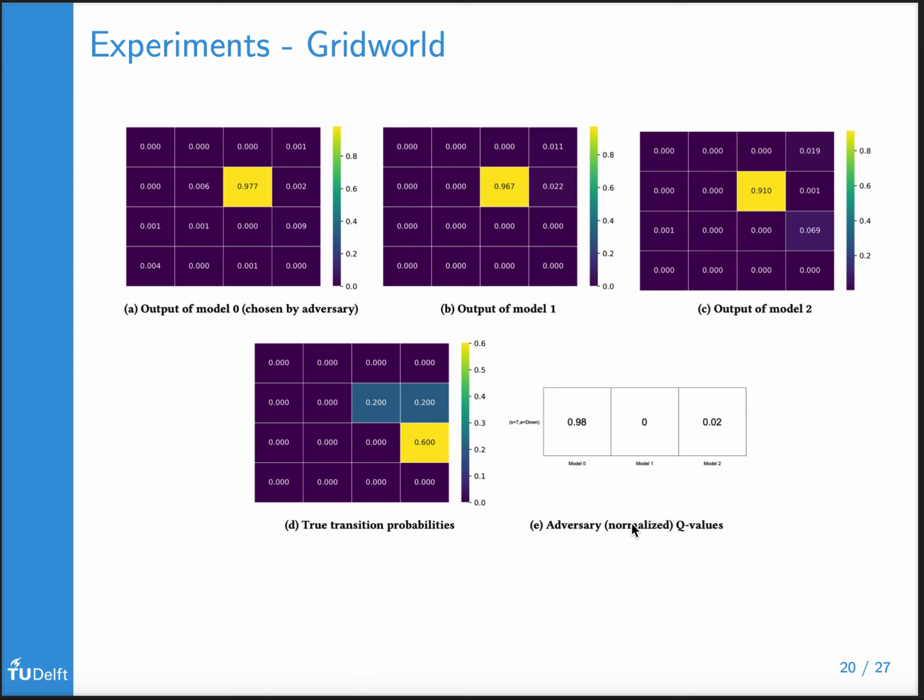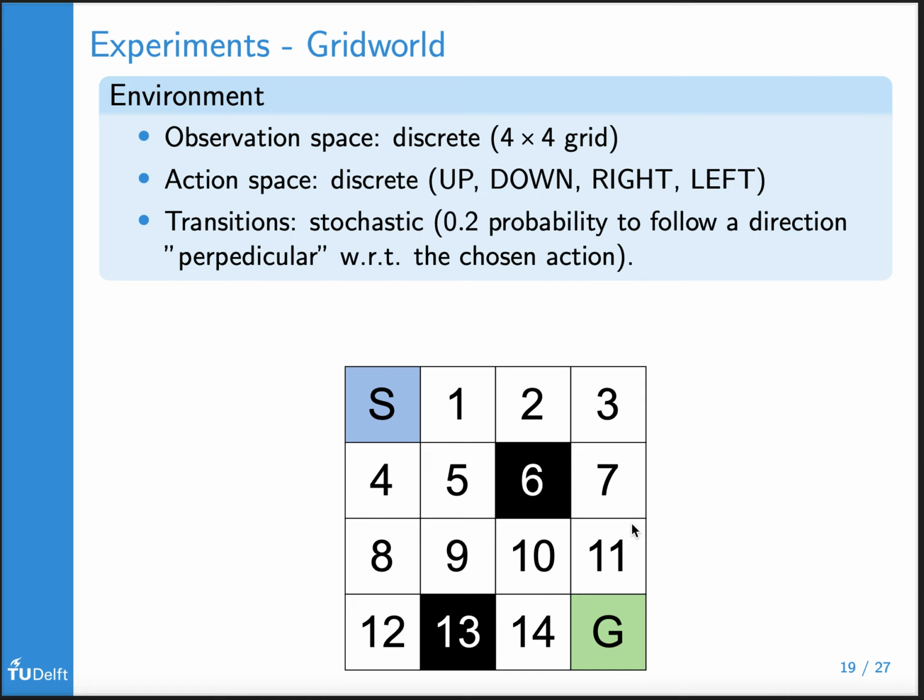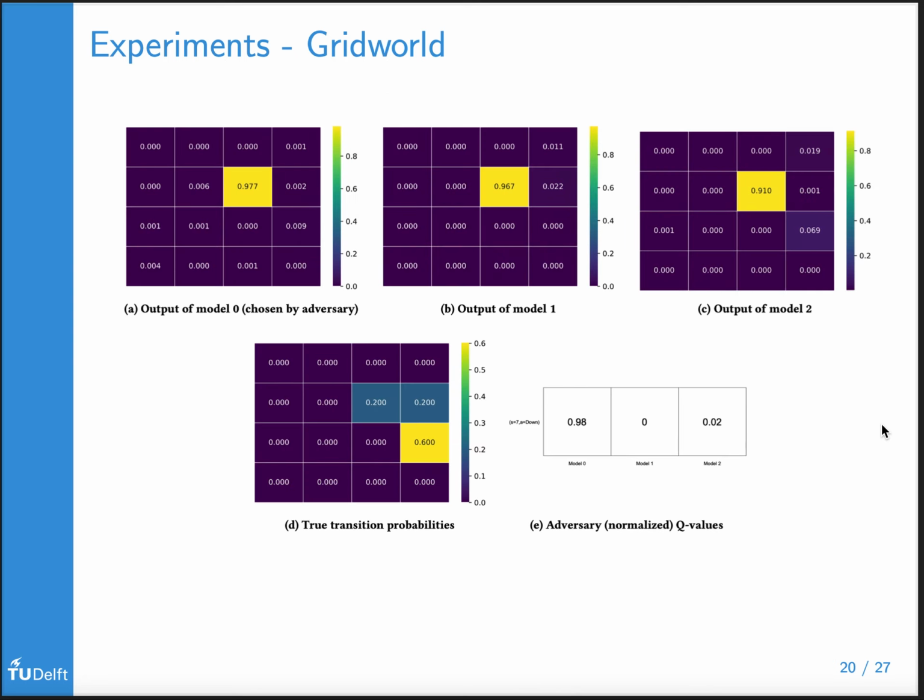And in figure E, we can see that the adversary is choosing model 0 to carry out the transition, which makes sense because it is the only one with a higher chance to push the agent into a hole, which is the third tile of the second row, if we see here in the image, the tile number 6. Tile number 6 is a hole, and the model 0 is the one with a higher chance to push the agent in there.